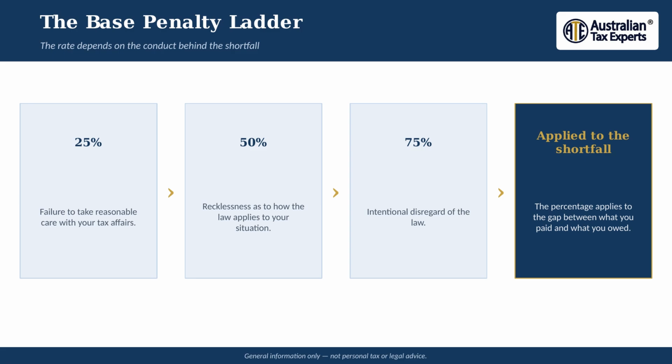Remember what the percentage applies to, the shortfall itself. On a $200,000 adjustment, the difference between reasonable care and recklessness is $50,000. That is why the characterization of your conduct is worth fighting over. It is often the single biggest number in dispute.